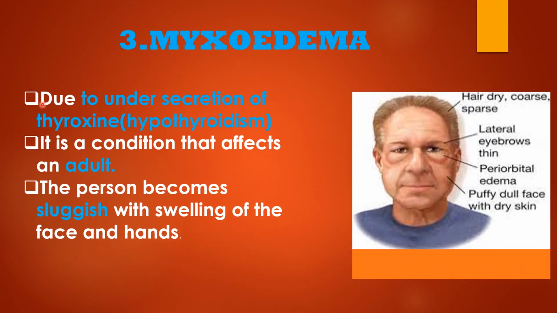Myxoedema is a condition due to undersecretion of thyroxin or hypothyroidism. That means hyposecretion of thyroxin. It is a condition that affects an adult. If his thyroid gland does not function properly, which condition will occur? Myxoedema. This you can see in adult. The person becomes sluggish with swelling of the face. Here you can see face and hands. That condition is called myxoedema, that you can see in adult.